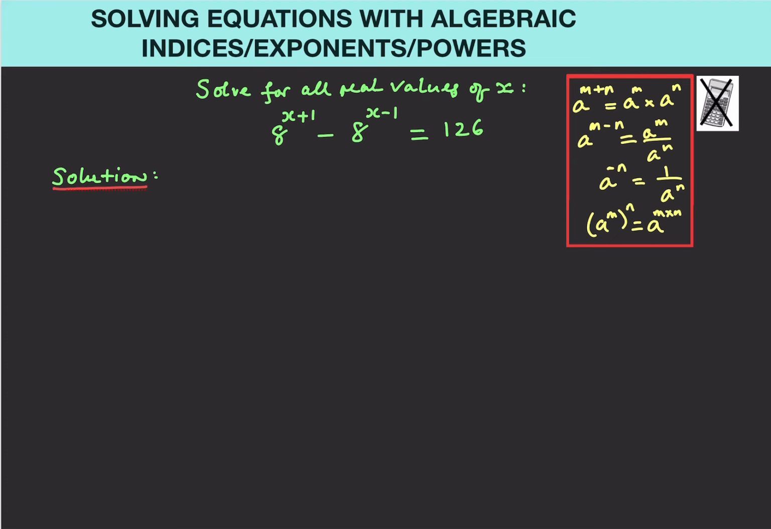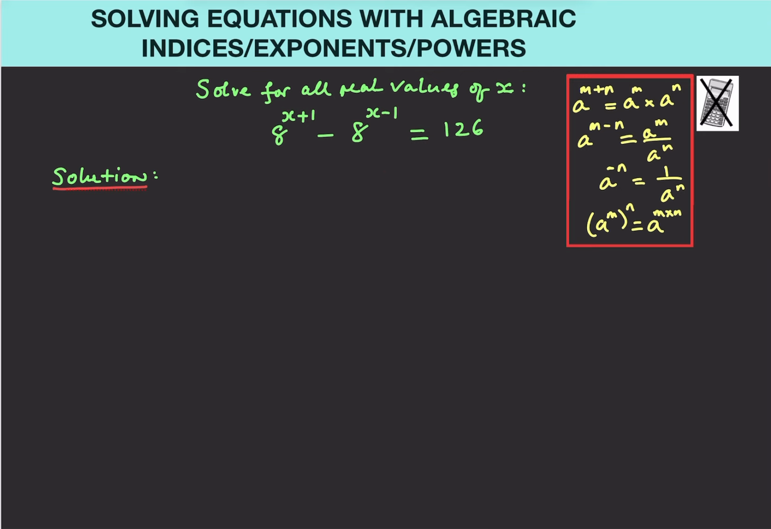Okay, this one says 8 to the x plus 1. And this rule here says if you're adding the powers, you must have been multiplying two terms together. So this 8 to the x plus 1 must have been 8 to the x times 8 to the 1. And this one here must have been 8 to the x times 8 to the minus 1.